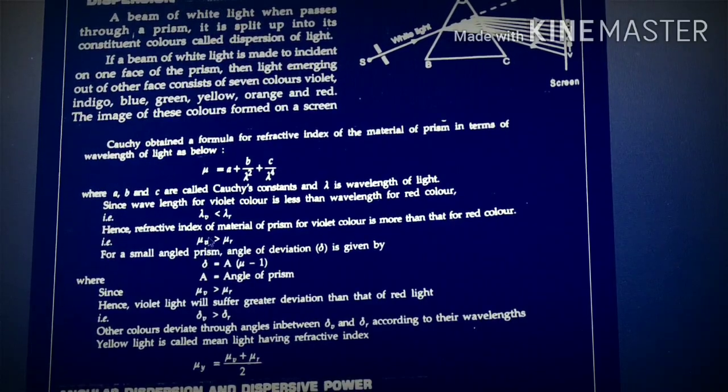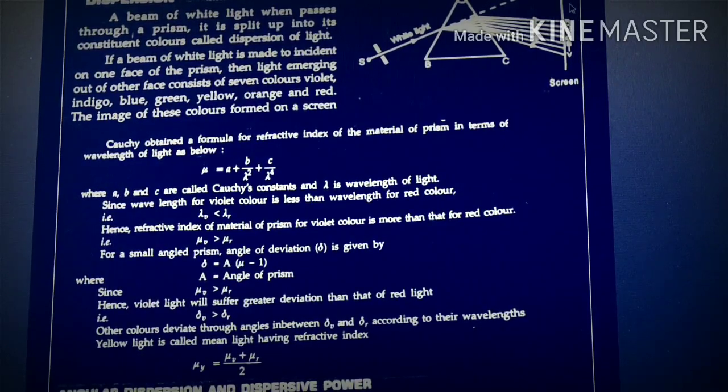Previously I already discussed that mu v is greater than mu r. From this formula, delta is directly proportional to mu. So if mu is greater, delta is also greater. Hence violet light has greater deviation than the red color. So delta v is greater than delta r. Other colors deviate through angles between delta v and delta r.